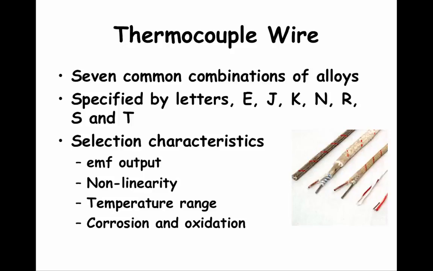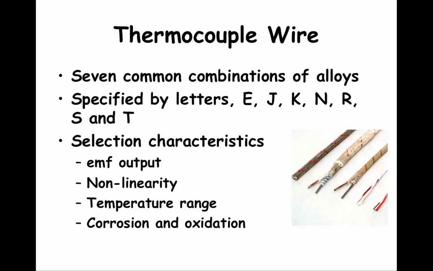There are 7 different combinations of thermocouple wire. The course packet lists the 7 combinations and their corresponding letter. You can read the characteristics in the course packet. The selection characteristics include the amount of EMF generated. More EMF is better. Nowadays, with our electronic devices and the capabilities of the microchips in them that can easily handle polynomials, the nonlinearity is not a big issue.